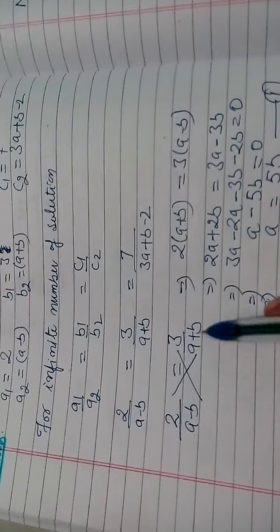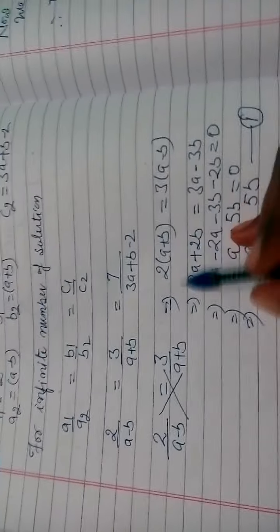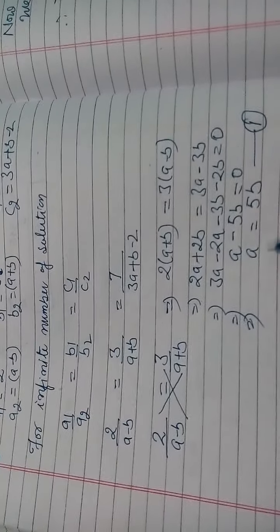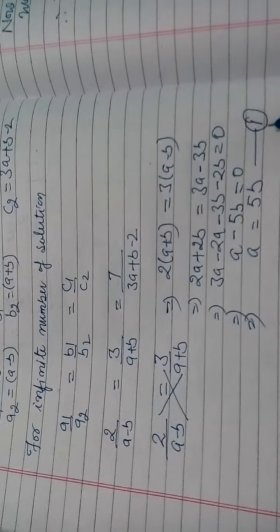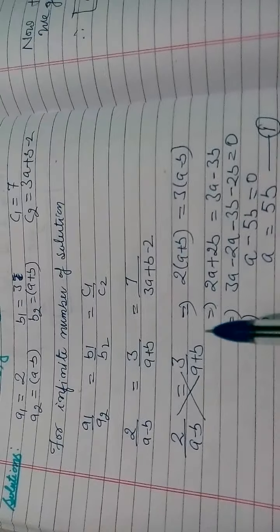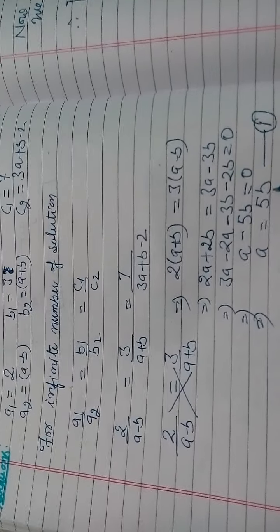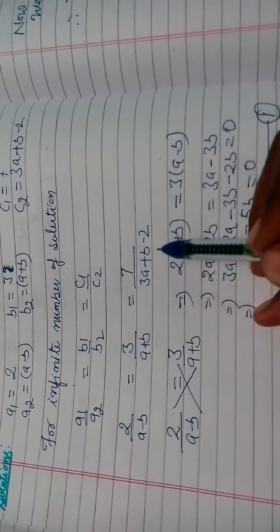When I solved these two by the cross multiplication method, I got the value of a, that is 5b. So I have taken this as equation 1. And now I have to find the other equation so that I can put this value of a in that equation. For that I have taken these two ratios now.